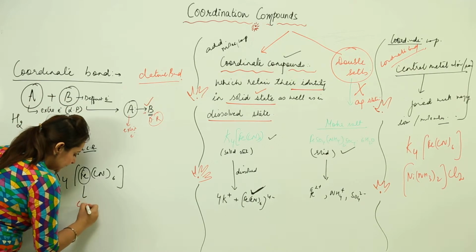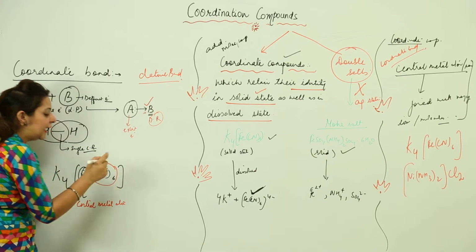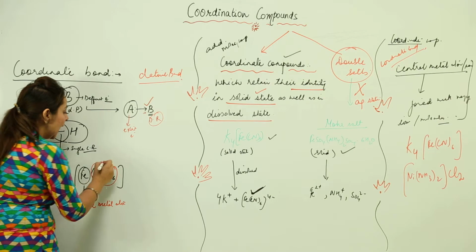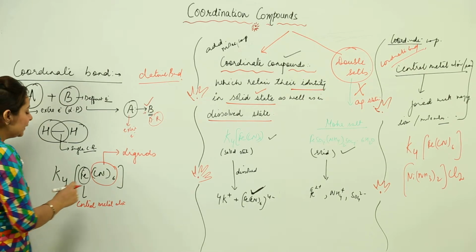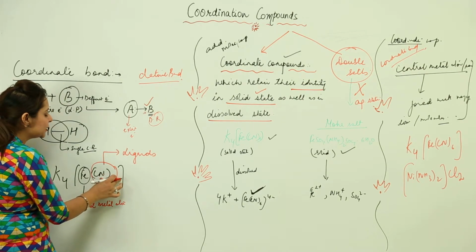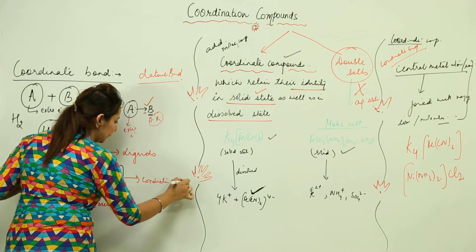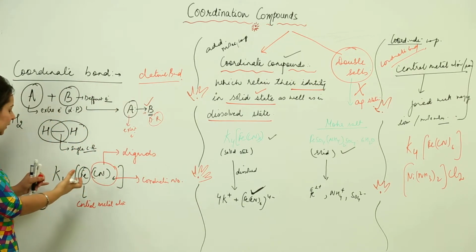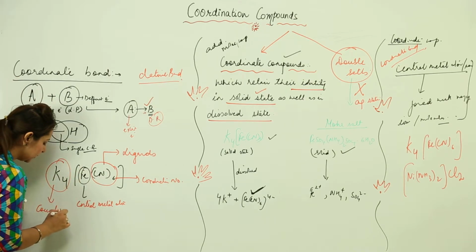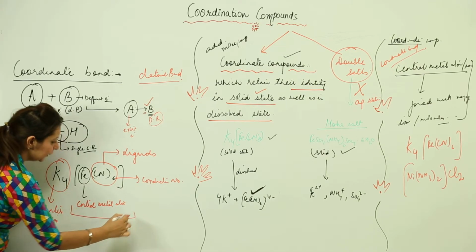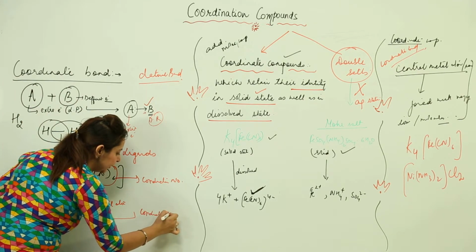This Fe is the central metal atom, and these are the groups that are joined to the metal atom by a coordinate bond, and these are called ligands. The number of ligands joined with the metal atom is called the coordination number. And this ion which is present before the bracket, not included in the bracket, is called the counter ion. And this whole thing, including the central metal atom with the ligands, is called the coordination sphere.